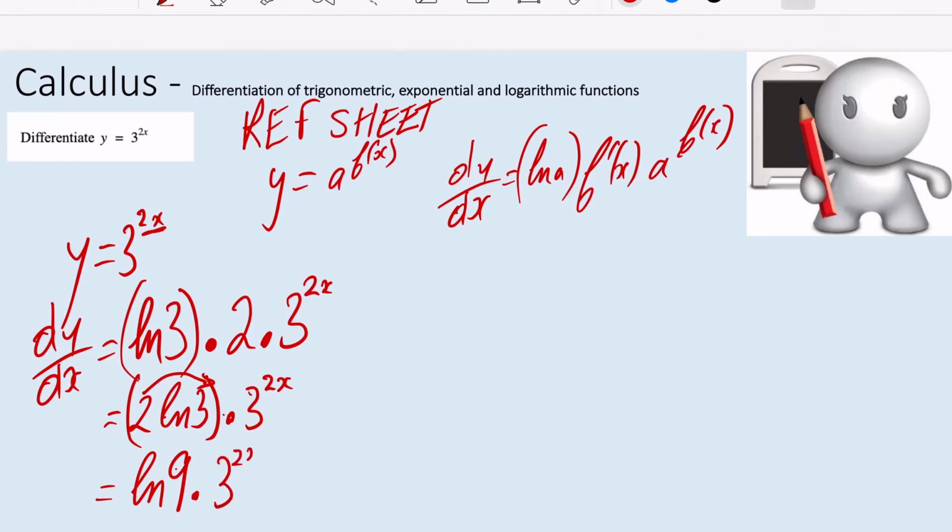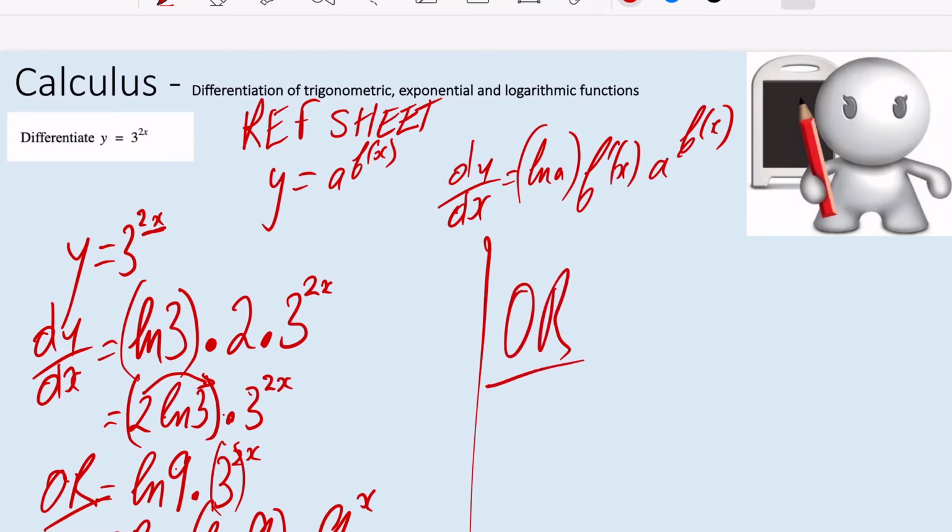Multiplied by 3 to the power of 2x. Another alternative, well, you could do this. So the log of 9 multiplied by 9 to the power of x, okay? So some nice alternatives, or you could have done this right at the start.